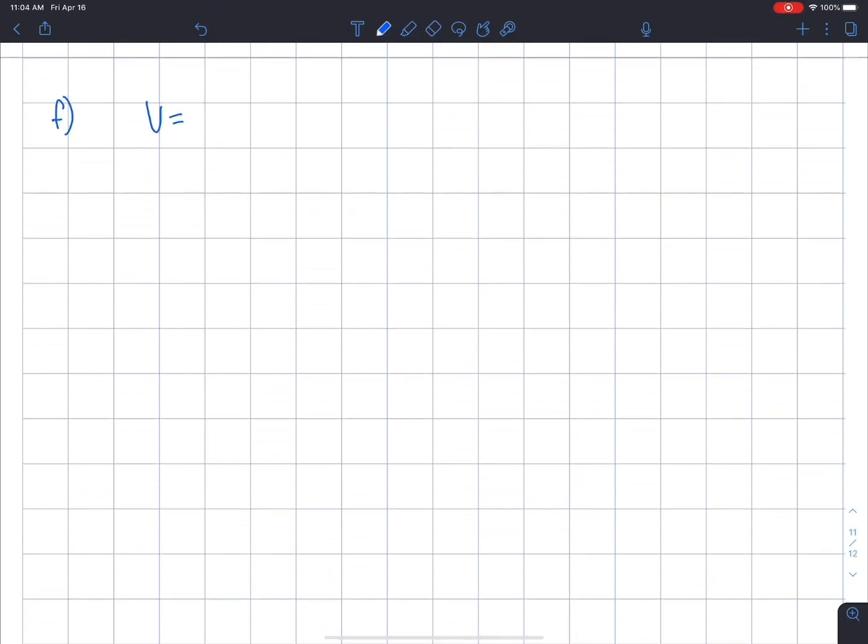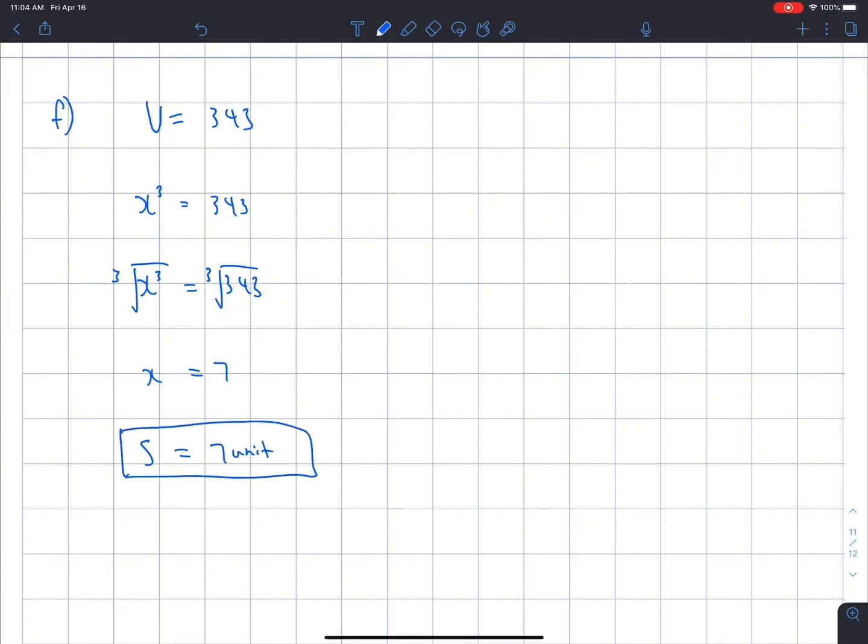F. Volume is 343. We know the volume is x to the power 3. Now we cube root both sides. We get x equals 7. So the side length is 7 units. The surface area is just 6 times the area of one face, and the area of one face will be 7 times 7. You get 294 unit squared.